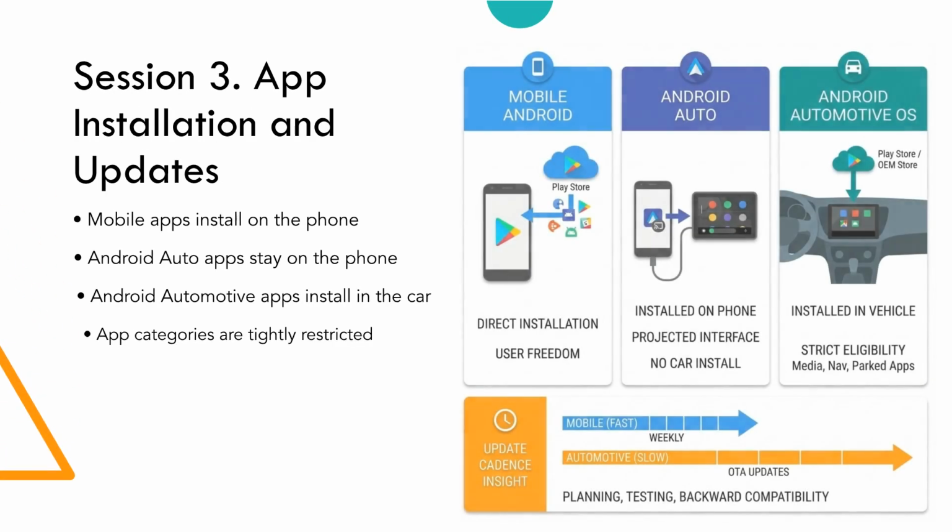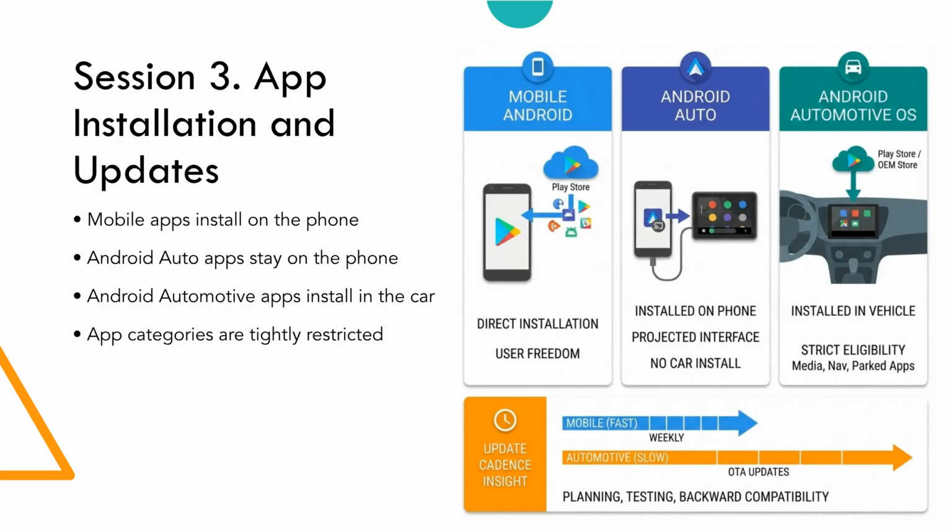Now let us compare app installation and distribution, which is another frequent interview checkpoint. On mobile Android, apps are installed directly by the user, usually through the Play Store, with broad freedom and fast update cycles. On Android Auto, apps are still installed on the phone, not in the car. This is often misunderstood. The car never installs Android Auto apps. It only displays a projected interface controlled by the phone.